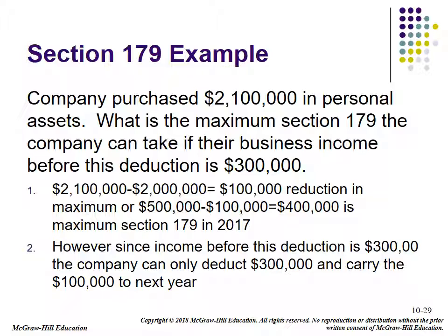However, since their business income before this deduction is only $300,000, sorry, I forgot a zero, the company can only deduct $300,000 of that $400,000 as Section 179 and carry the amount not used to next year. They can carry that over.